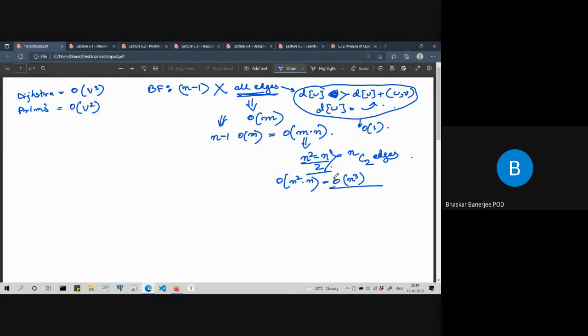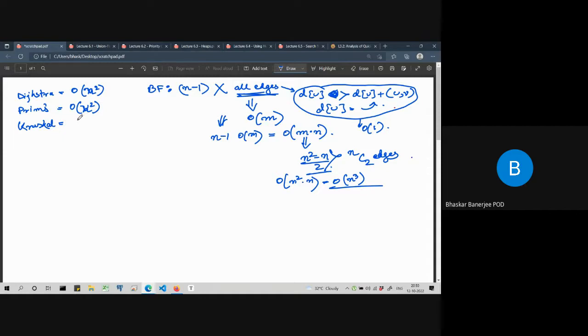So Bellman-Ford was order n cube, Dijkstra was order of v square, so let me just write a big-O over here also, n square, right? Both of them would take order n square time. So the whole point of week 6 is Kruskal's also, right? What was the time complexity of Kruskal, by the way?